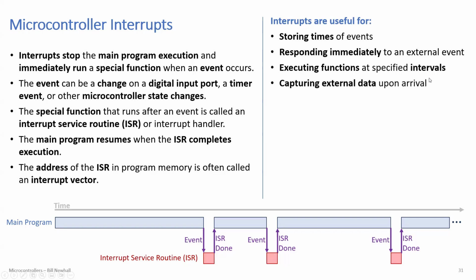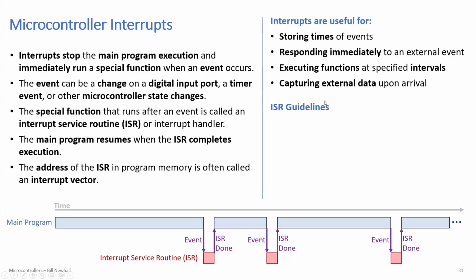Or you can capture external data upon arrival. For example, if you have data arriving, either raw data on a digital port input or a serial port input, you could actually handle that data once it arrives. Like you press a key on the keyboard and that key press arrives at the microcontroller, and you can act on it right away. So you can have an interrupt execute on that.